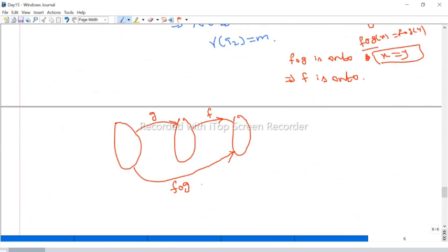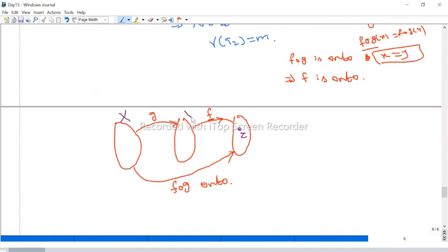Now what we have to prove? This function is given that onto. Now we have to prove this F is onto. So that means what? If we give any element here, we can find a pre-image here. Got it? So that is our aim. So how to find? Suppose you give some element. I take some Z.